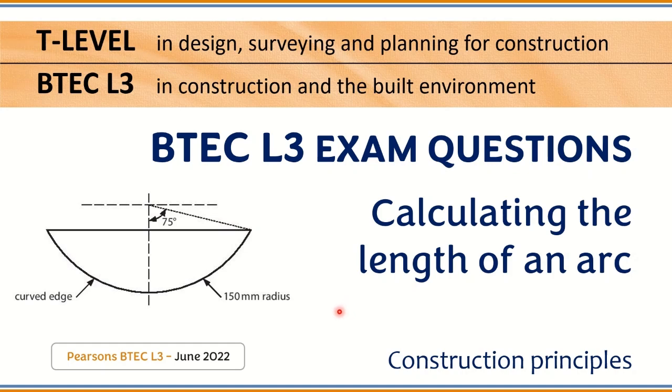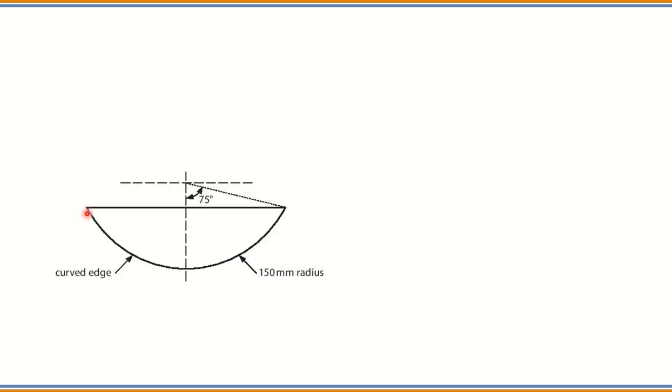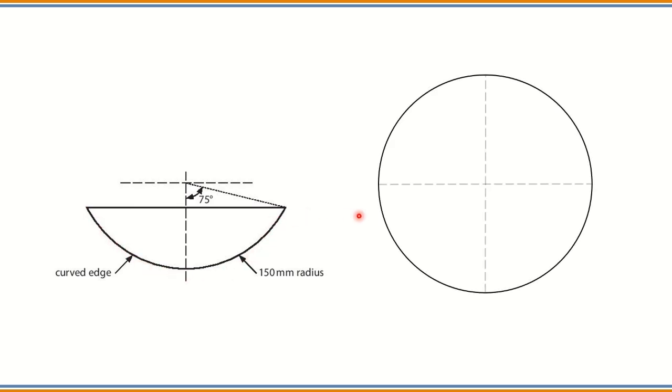In this video, I'm going to solve an exam question of June 2022, where we will have to calculate the length of an arc of a circle. The question explains that this is a profile of a wall light and we need to calculate the length of this curved edge. We need to understand that the curved edge is the arc of a sector that belongs to this circle that has a radius of 150 millimeters.